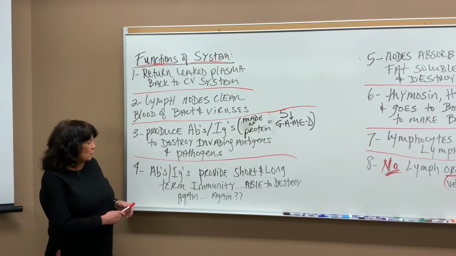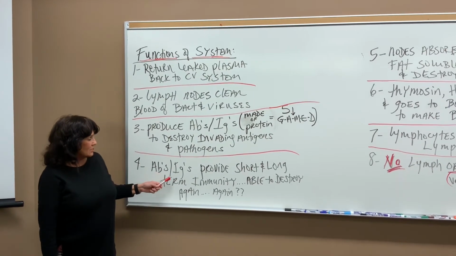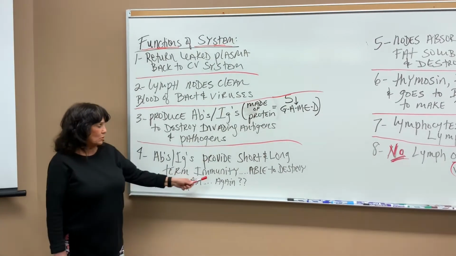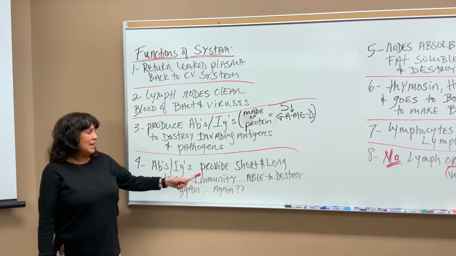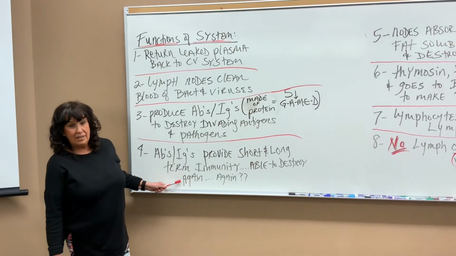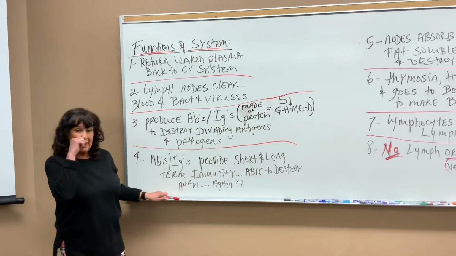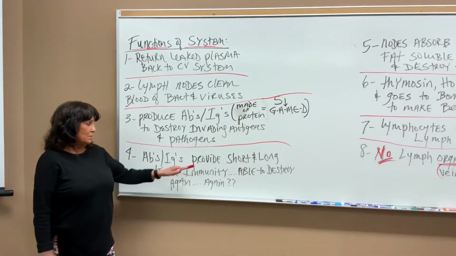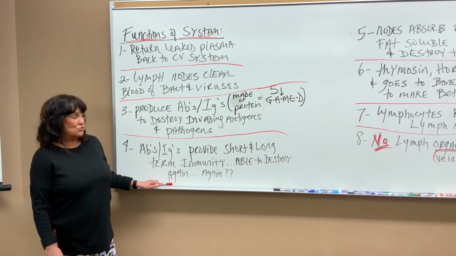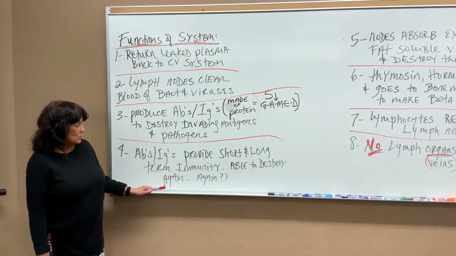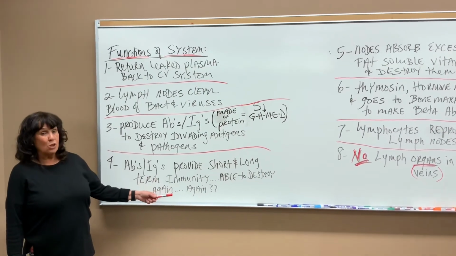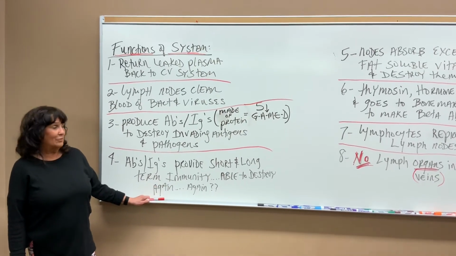All right, now number 4 function. The antibodies / immunoglobulins provide short and long-term immunity. What does immunity mean? It means the ability to destroy something that's going to come in again and maybe again and again, right? Short-term immunity means it's just going to be able to do it for a short period of time, and then you're going to have to generate new antibodies to combat that situation again. But then some antibodies last a long, long time, like a lifetime, right, for you.